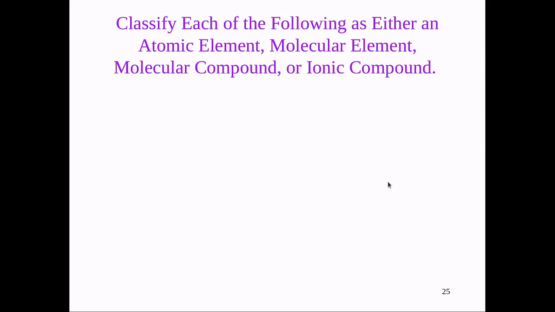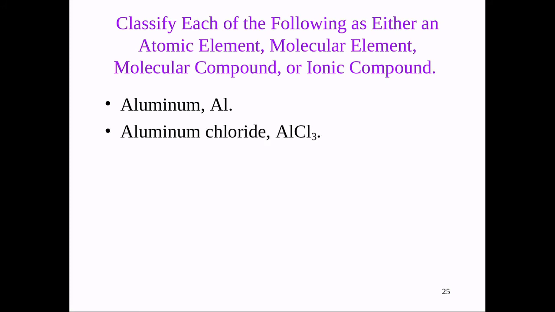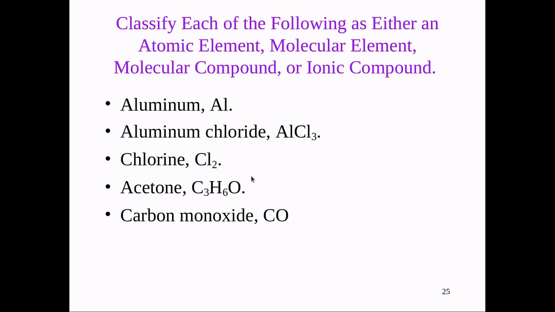Let's do a little practice here and see if we can identify some of these. If we have aluminum, just a single Al, aluminum chloride, chlorine as a Cl2 molecule, acetone, carbon monoxide, and cobalt. See if you can classify each one of these.